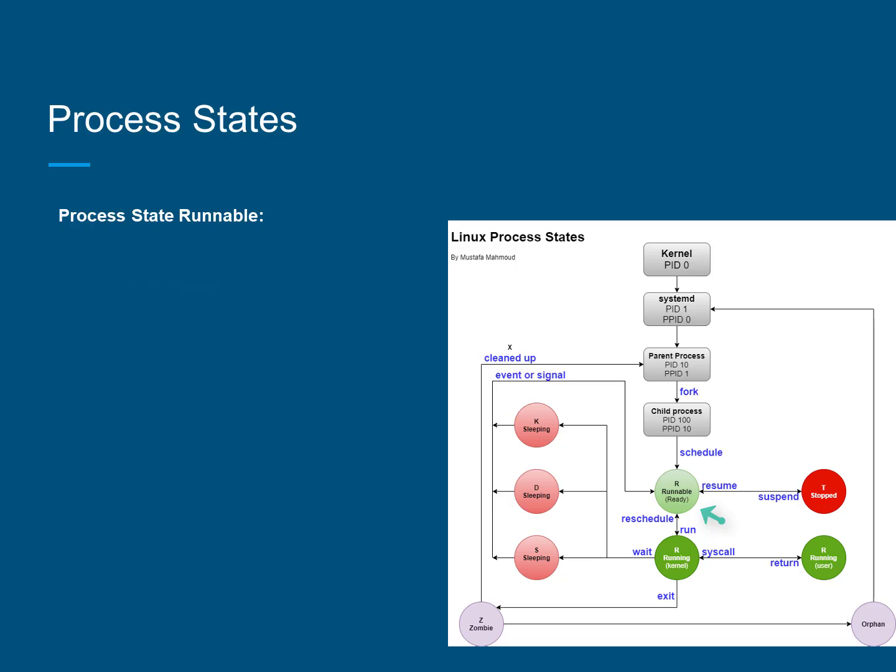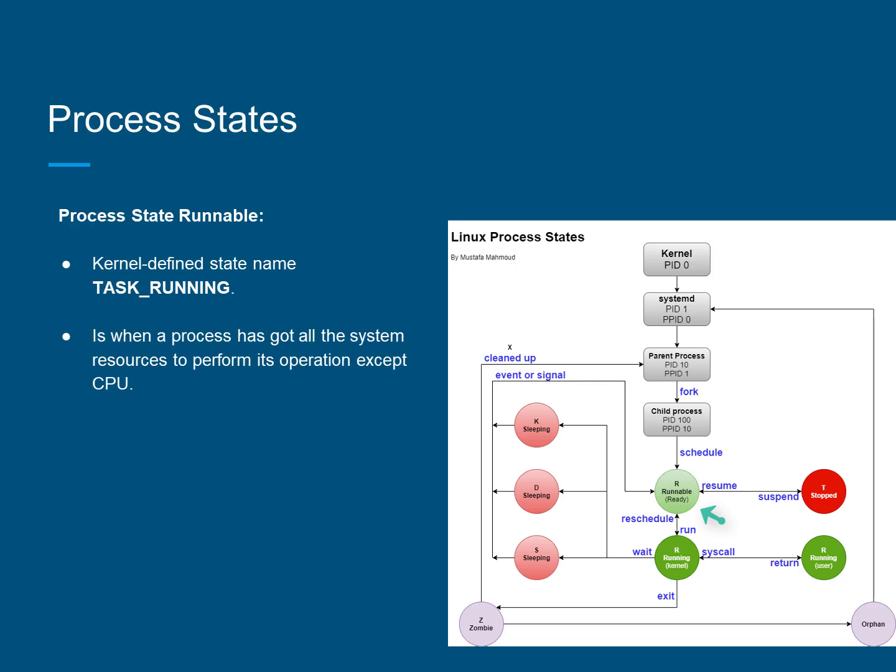The runnable state is when a process has got all the system resources to perform its operation except the CPU. This means the process is ready to go once the CPU is free. Runnable processes are also flagged with state flag R.